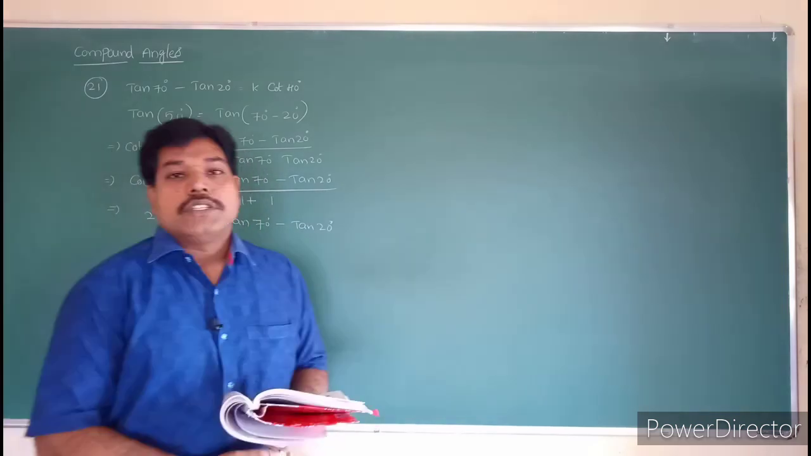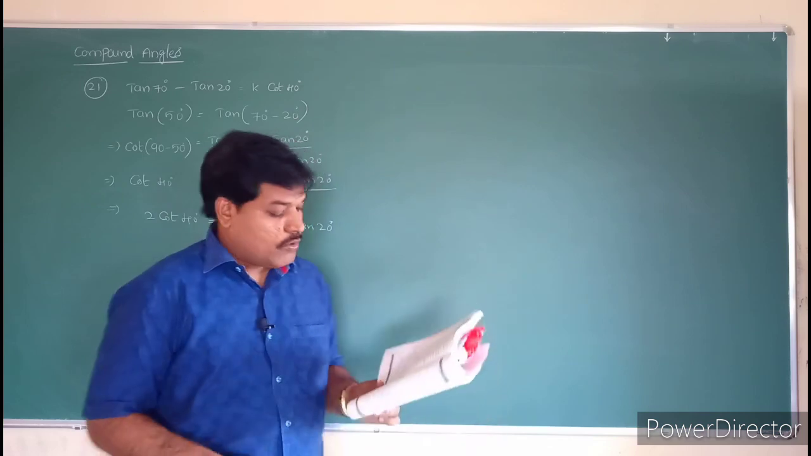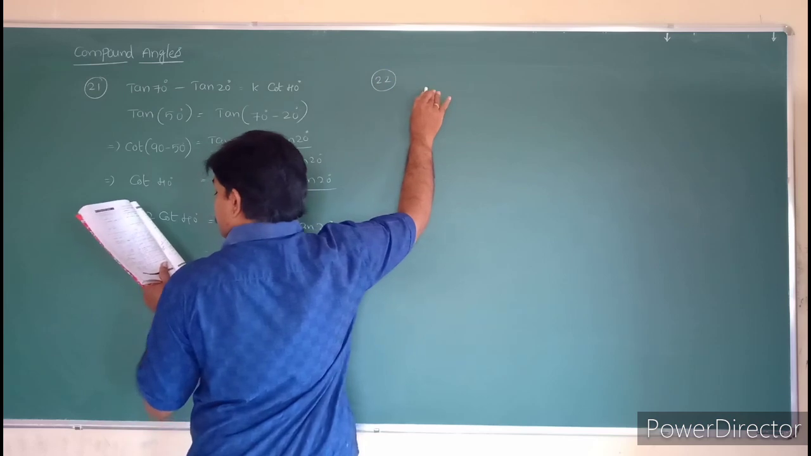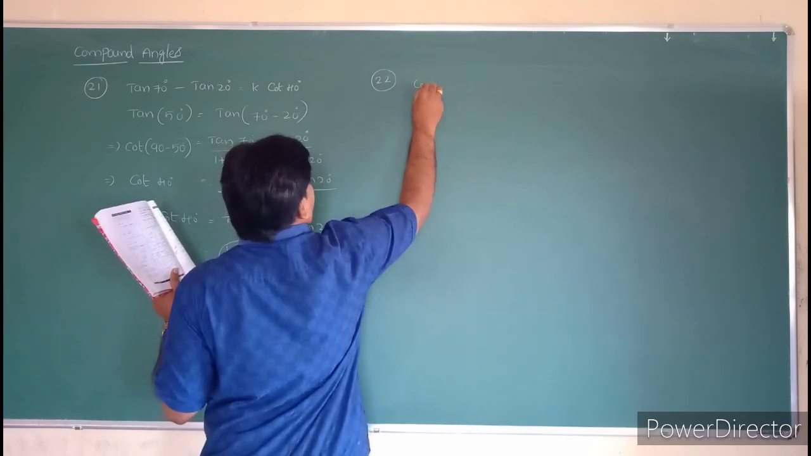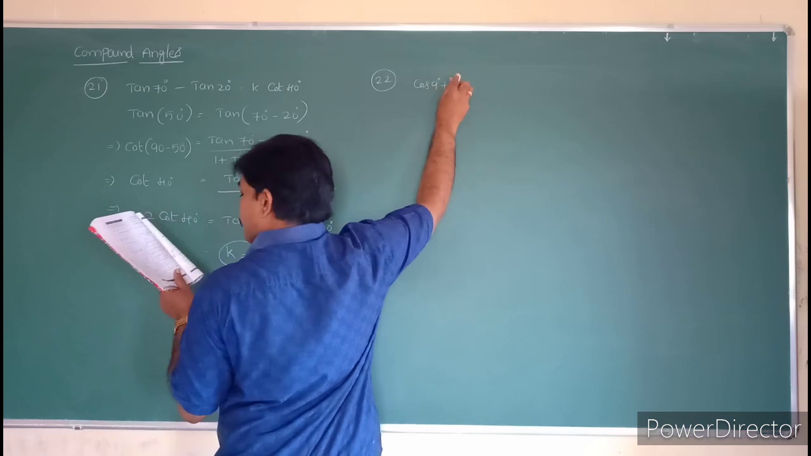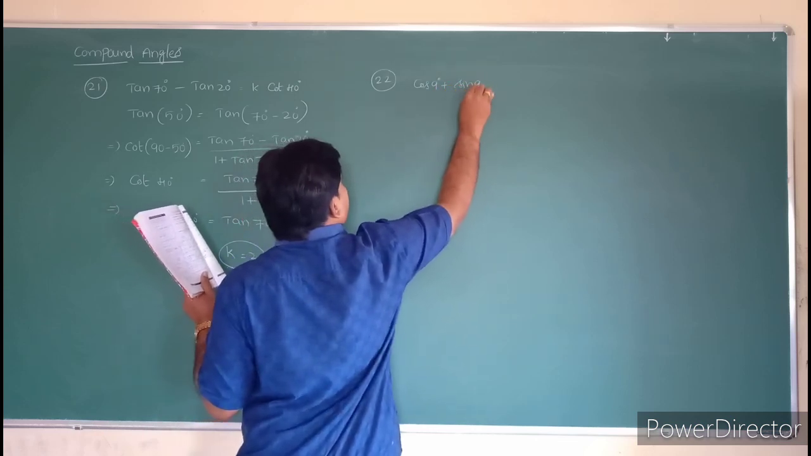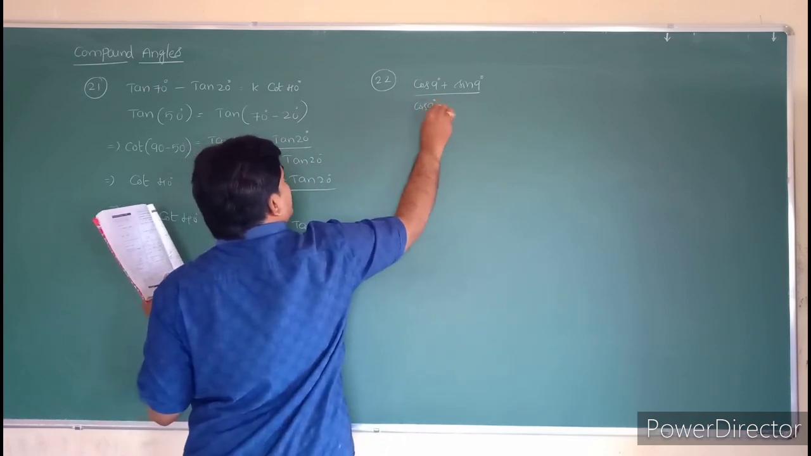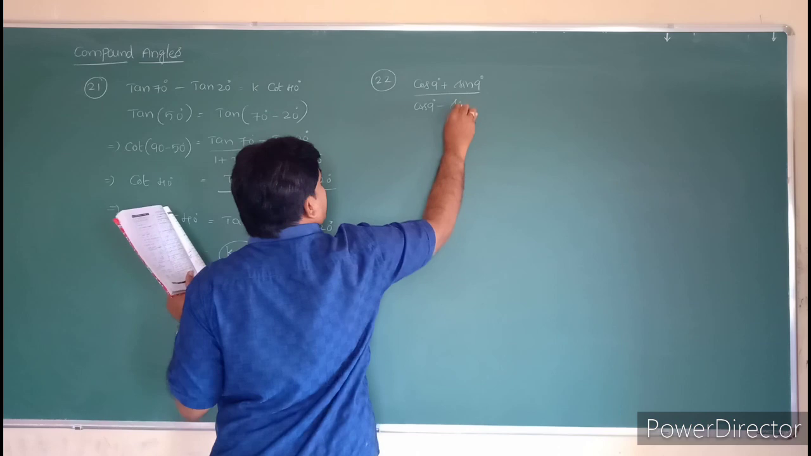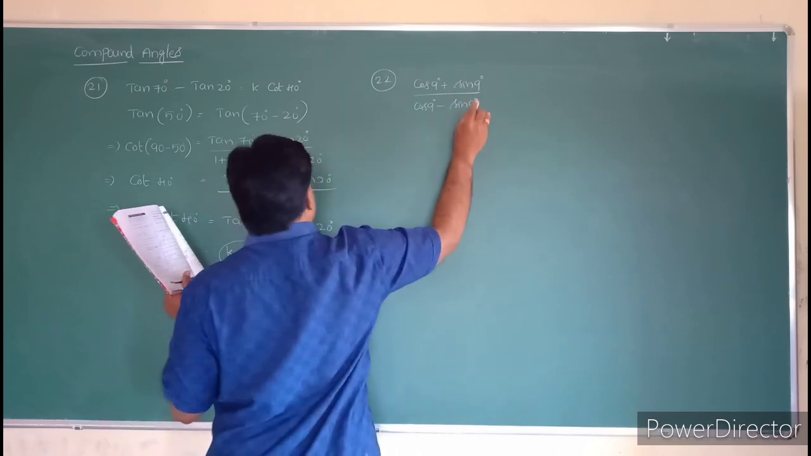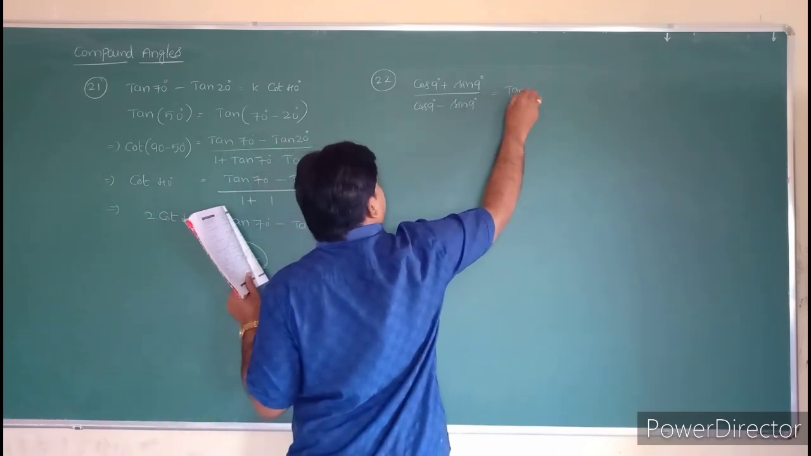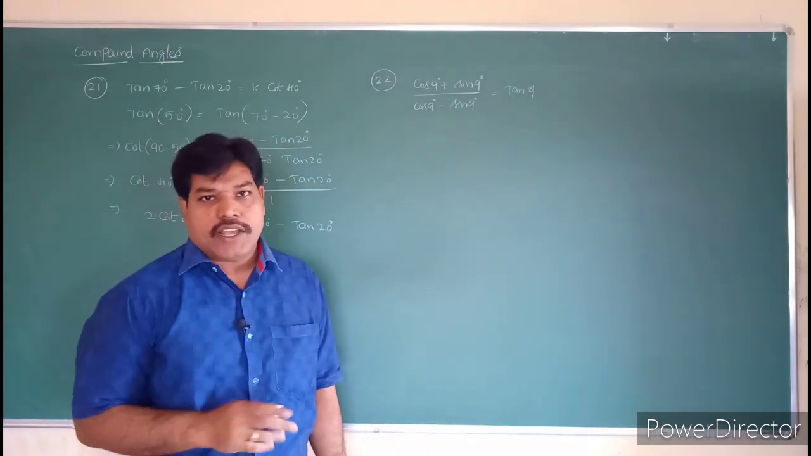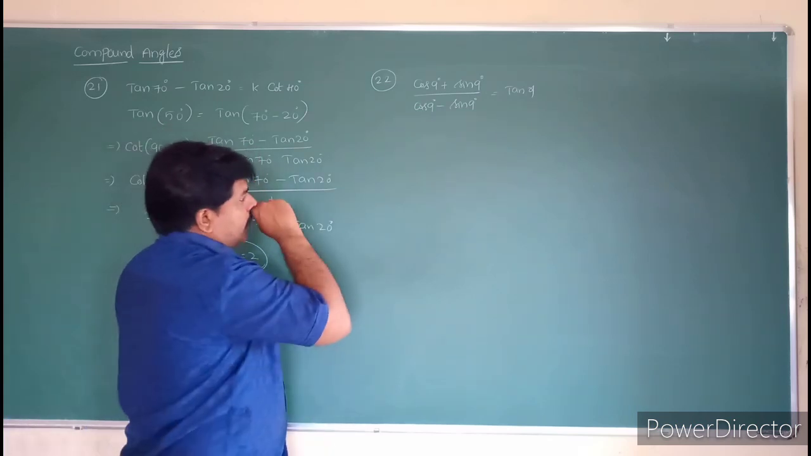So see that question, students. See question number 22. So what is question number 22? cos 9 degrees plus sin 9 degrees by cos 9 degrees minus sin 9 degrees is equal to tan x. So then what is the x value? See this question, students, what I will do.